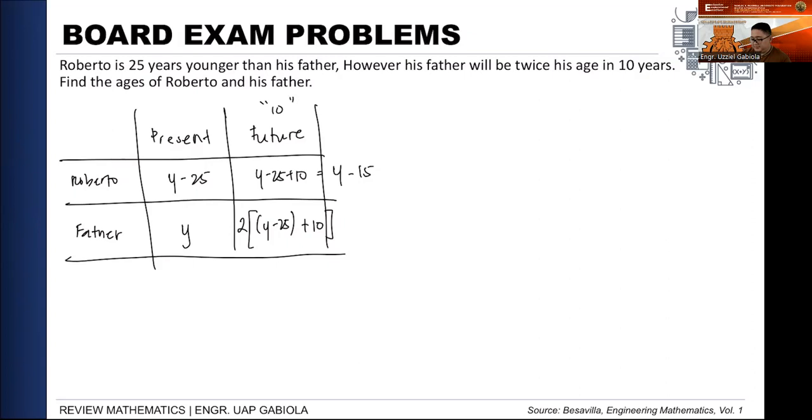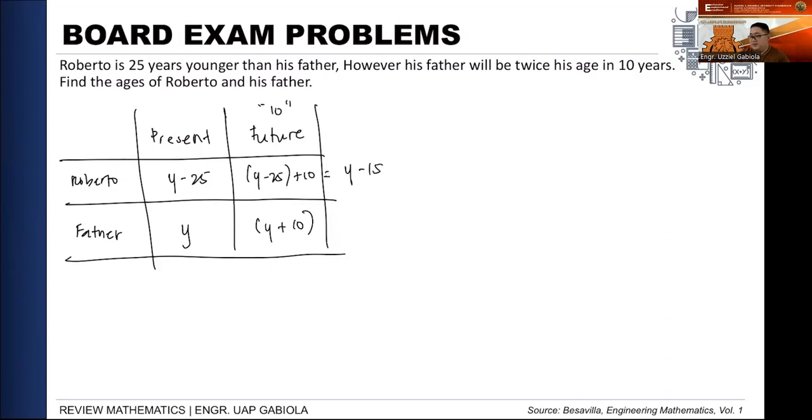Paano mangyayari ngayon? Sige, baka malito kayo dito sa notation natin. Mamaya natin lagyan ng ano. Lagyan natin yung future na 10 years lang. Okay? So, kung may 10 tayo dito, this will be Y minus 25 plus 10. Then ito is Y plus 10. Okay? So, ito is actually magiging Y minus 15 na. Okay? So, lagyan natin yung statement dito sa tabi.